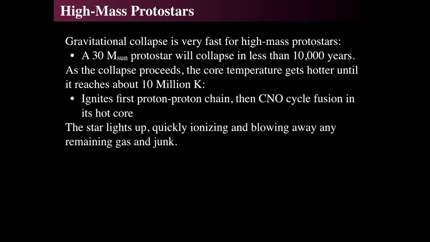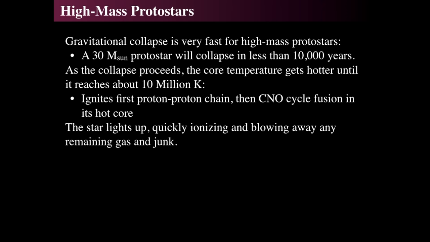proceeds. The core gets very hot until it reaches 10 million Kelvin, and that ignites the proton-proton chain. But in very massive stars like 30 solar masses, it'll immediately go into the carbon-nitrogen-oxygen, or CNO, cycle in its extremely hot core. And when it does that, those hot stars ionize the remaining interstellar medium, create those H II regions we talked about last time, and they completely destroy all of the remaining gaseous areas, forming what we saw last time as a Stromgren sphere. That's what high-mass protostars do, and they go really fast.